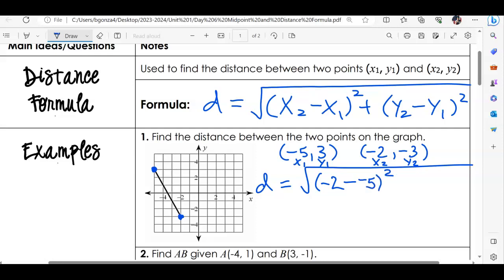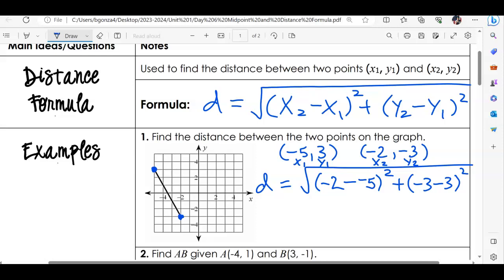Parentheses squared. So again, I know this looks weird. You have a minus and then a negative, but that's okay. Then we're going to put plus sign, parentheses, and now we're going to do y2 minus y1. y2 is negative 3. y1 is positive 3. Please don't forget the minus in between it. So y2 negative 3, minus sign, y1 is 3, parentheses squared. As long as you have that written down, okay, you're on your way to the answer.